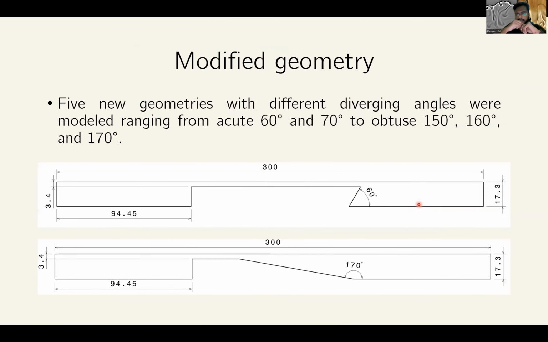For this phase, I was more interested in changing the angle of the long diverging section and investigating the pressure drop across this geometry. This can be helpful in many ways, such as designing complex heat exchangers as well as in biofluids. I changed the angles from 60 degrees to 170 degrees with five different cases. I have shown the 60-degree and 170-degree cases here.